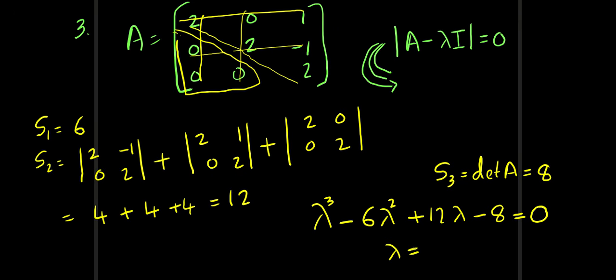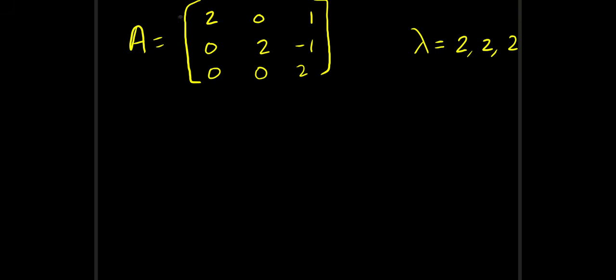Again, use a calculator and solve. So the roots are 2, 2, 2. Look at this. This is the last possibility. We have a matrix and we calculated the characteristic equation and we solved the characteristic equation, and the eigenvalues are 2, 2, 2. Okay, so there is no case 1, case 2, case 3.